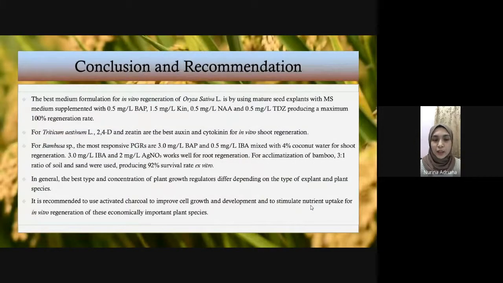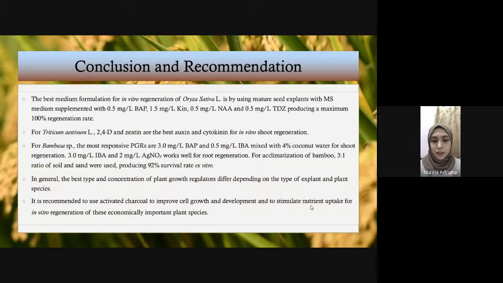In conclusion, the best medium formulation for in vitro regeneration of rice is by using mature seed explants with MS medium supplemented with BAP, kinetin, NAA, and TDZ, producing a maximum of 100% regeneration rate. For wheat, 2,4-D and zeatin are the best auxin and cytokinin for shoot regeneration.